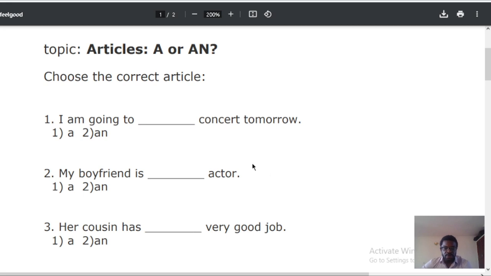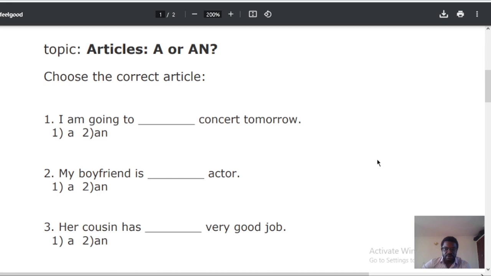Okay, here we are. Articles, a and an. Choose the correct article. You see here we've got what? Concert tomorrow. Concert starts with what? C. And you know C is what? A consonant. So we have to use what? A. Then the second one, my boyfriend is. This one starts with A, and you know A is a vowel. A, E, I, O, U. So we said what? An actor.